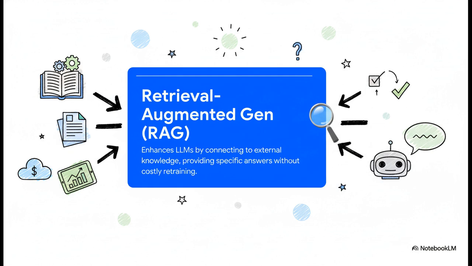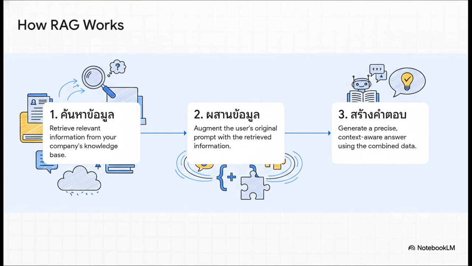And here's the best part for businesses. You don't have to spend a fortune retraining the entire AI model. You just give it the right textbook to read from. So here's how it works, in 3 easy steps. First, when you ask a question, the system retrieves the relevant info from your company's own database. Second, it augments your original question with this new information it just found. And finally, it hands that whole package over to the LLM to generate a precise, context-aware answer. It's literally like giving the AI an open book exam, where the book is all of your company's private data.